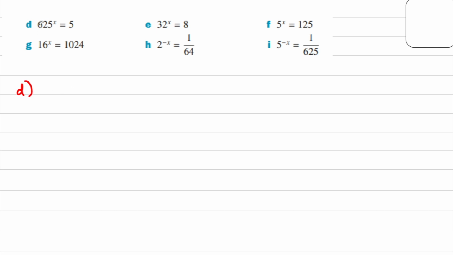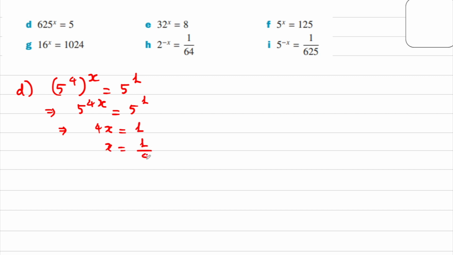Question D, you got a problem about 625. That number equals 5 to the power of 4. The other side here is 5 to the power of 1. And h will be the exponent of the left hand side, the other side will be 5 to the power of 1. 4 times h equals 1, and then h equals 1 over 4. That is the first answer.